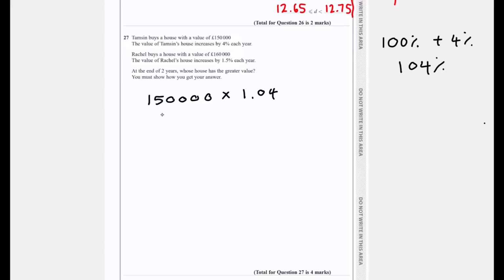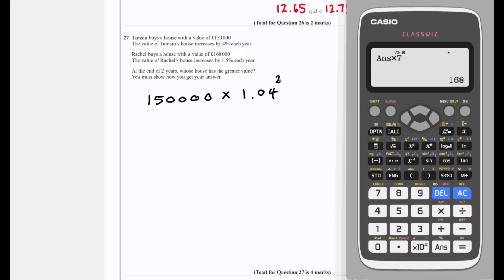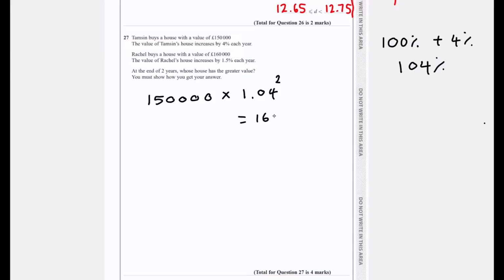So I can add on 4% in one calculation by multiplying by 1.04. I want to do that twice for 2 years. So times 1.04 times 1.04 again, and I'll write that as squared. So 150,000 times 1.04 squared, 162,240 pounds for Tamsin's house.